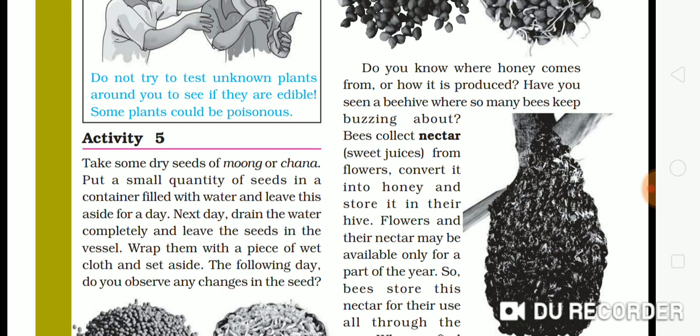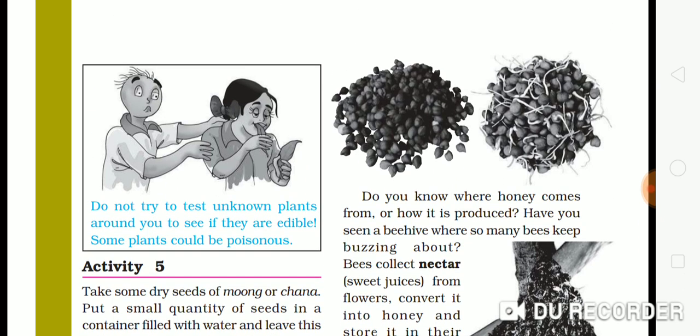Then you have to observe the changes that take place in the seeds. It's a very interesting activity. When you do it, you'll find some interesting observations. Basically, you'll see that white structures may have grown out of the seeds. You can see the white structure here.